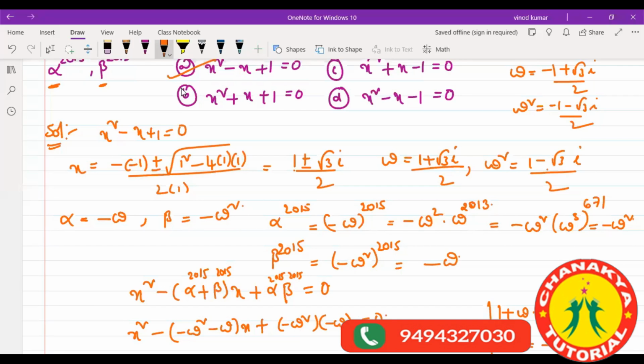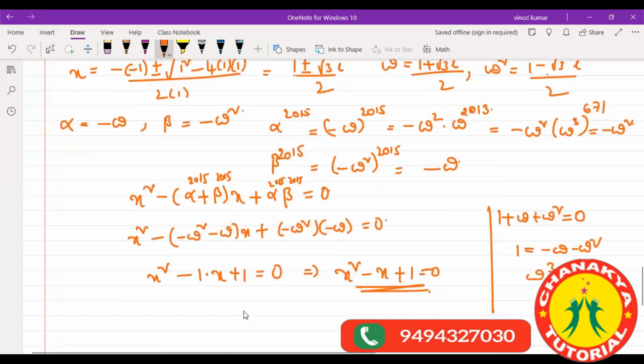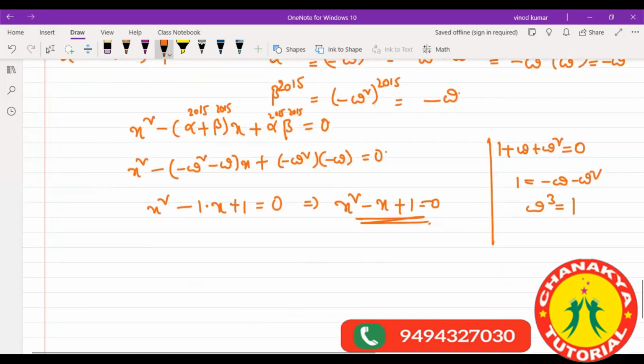You see here, alpha, beta are the roots. Then alpha power 2015 we got in terms of omega, beta power 2015 also we got in terms of omega. Those two omega values are applied in this quadratic equation. Finally, we got the equation. I hope you understand this, Aditi. Aditi?